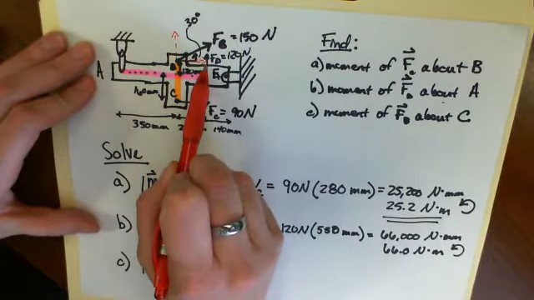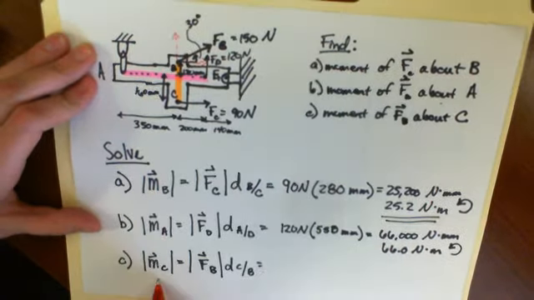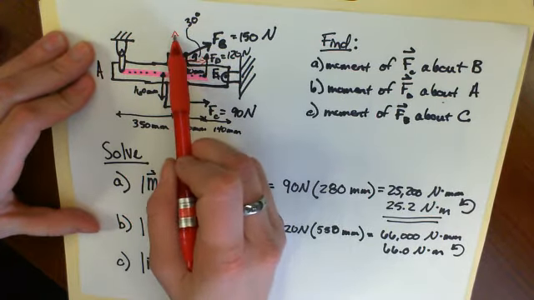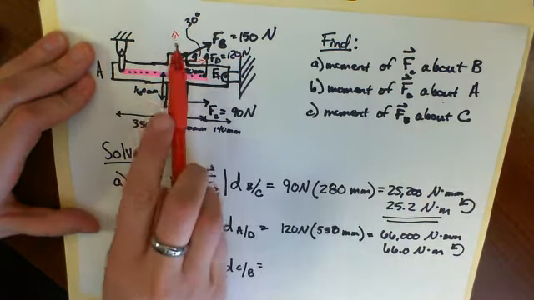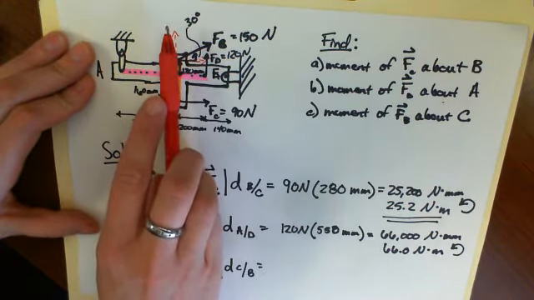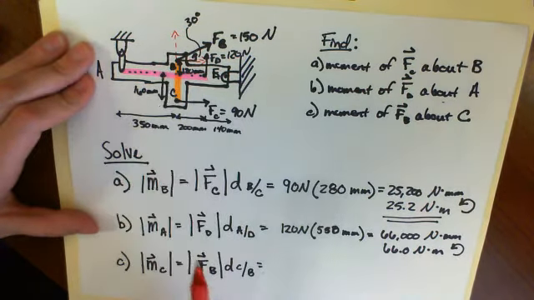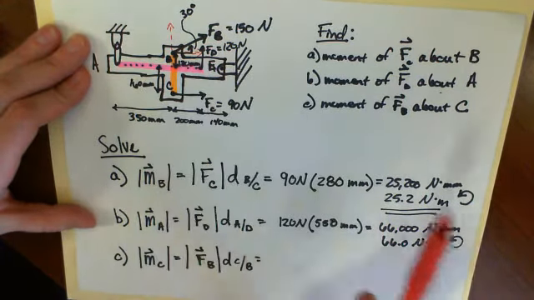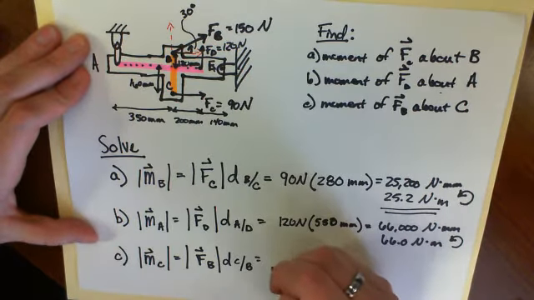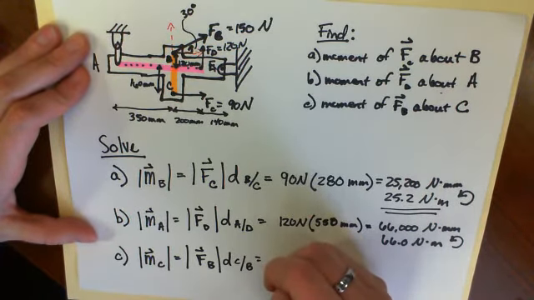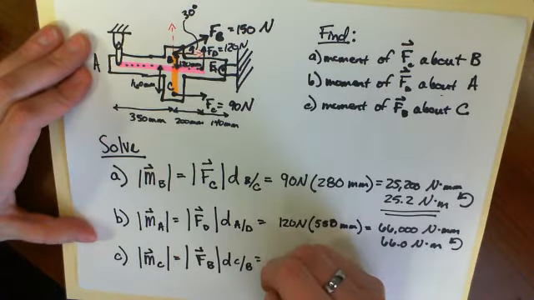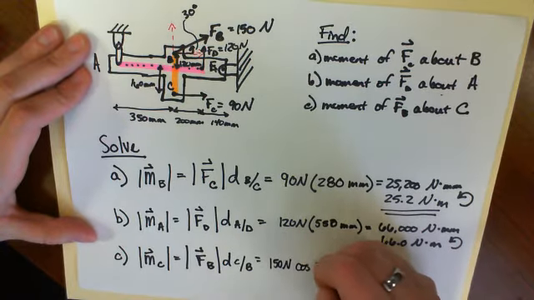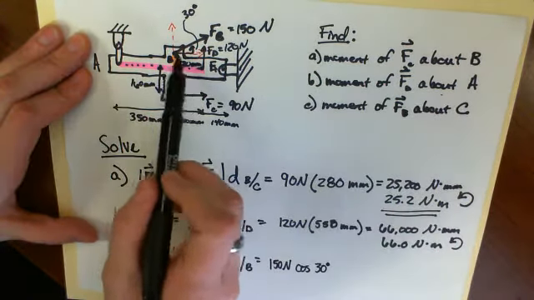The component in the x direction is perpendicular to C, so it will cause a rotation, but the component in the y direction is parallel to C. So if you pull on that, it's not going to cause any rotation. So the only thing we need to worry about here is the component in the x direction. So we can take the magnitude of the force at B, 150 newtons, times the cosine of 30 degrees to get the x component of that force.